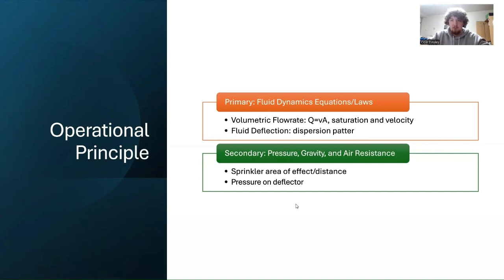Secondary operations that will affect our system include pressure, gravity, and air resistance. Pressure, gravity, and air resistance will affect how it's deflected. Pressure might affect the deflector depending on how much force is coming out. And it also will affect the dispersion because gravity is obviously going to be pulling water down toward the ground, and that's something that has to be defined within the system.